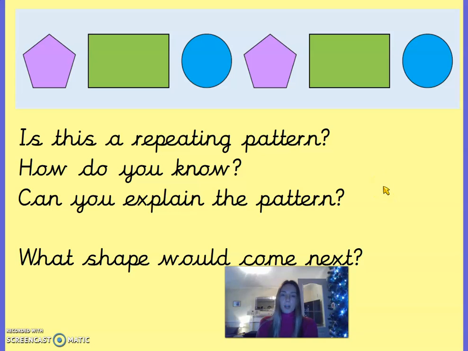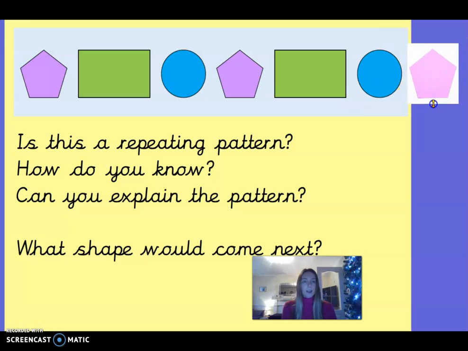What do you think the next shape would be that comes next? We know it goes pentagon, rectangle, circle. What shape can you see that comes after the circle that's going to come next in our repeating pattern? I can see it's the pentagon. So our next shape that would come after the circle is the pentagon. I've now added our pentagon to carry on the repeating pattern.